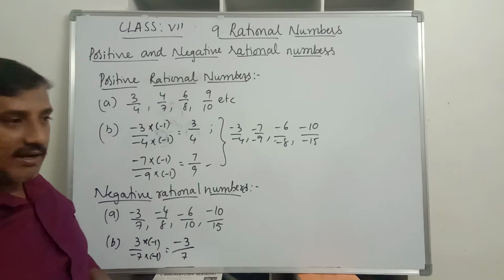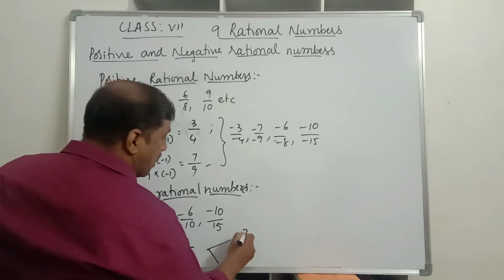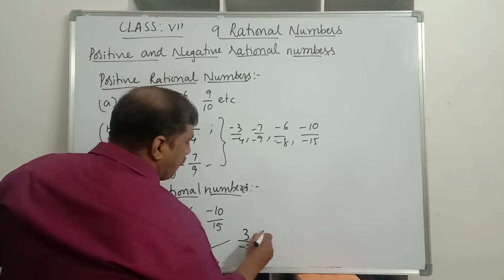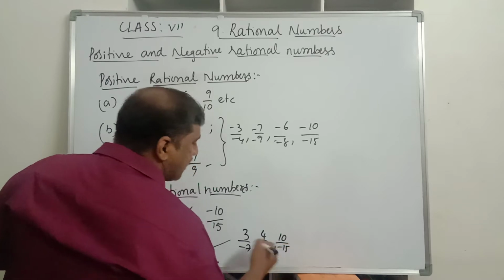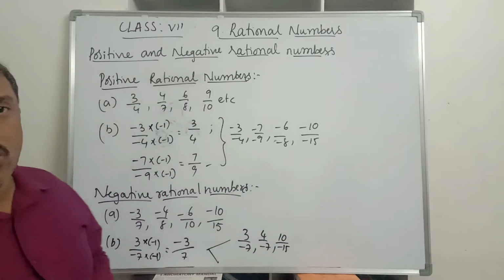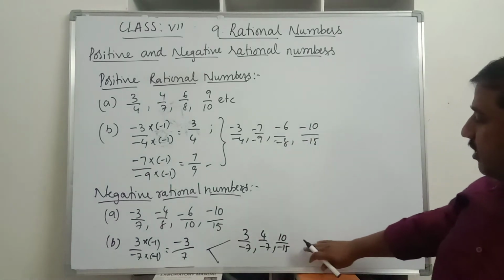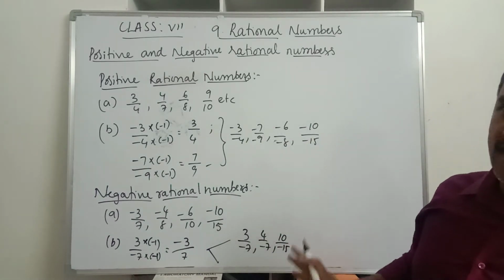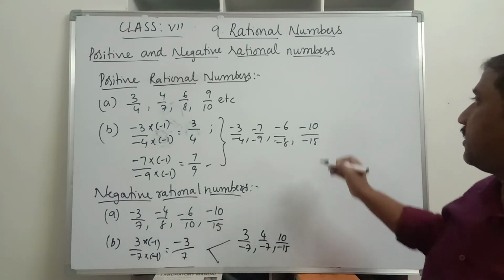Therefore we got minus 3 by 7. So what we can say from here is that numbers in the form of 3 by minus 7, 4 by minus 7, 10 divided by minus 15 are also negative rational numbers. That is, if either the numerator or the denominator is a negative integer, such types of rational numbers are known as negative rational numbers.